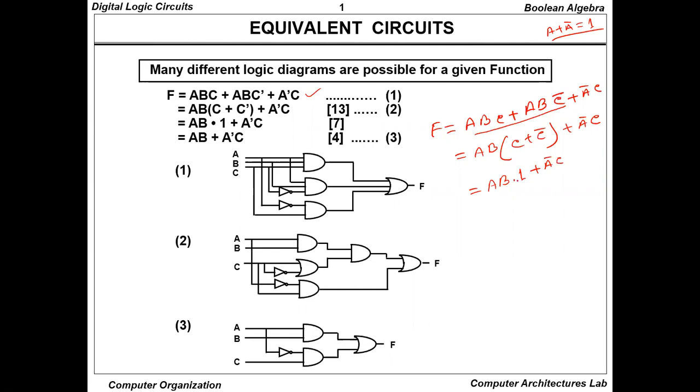Now, another formula: A dot one is equal to A. Clear? So now we have AB plus A bar C. So this is your long circuit, this is your first circuit, and this is your last circuit. This circuit is very easy, but both do the same work. This is the long circuit and this is the short, simple circuit. Now we draw this circuit.